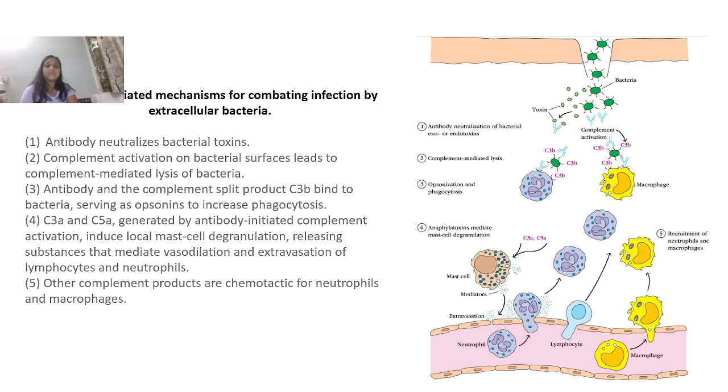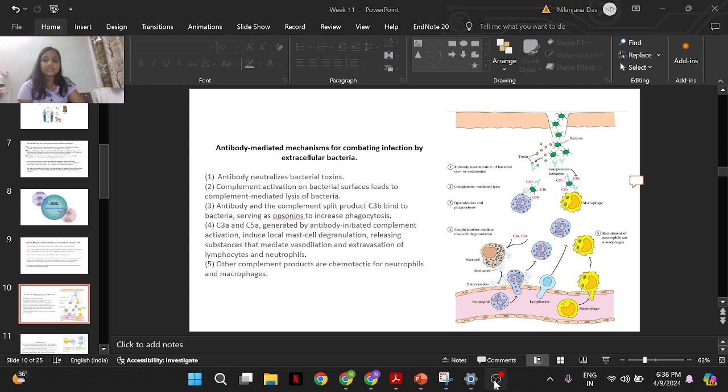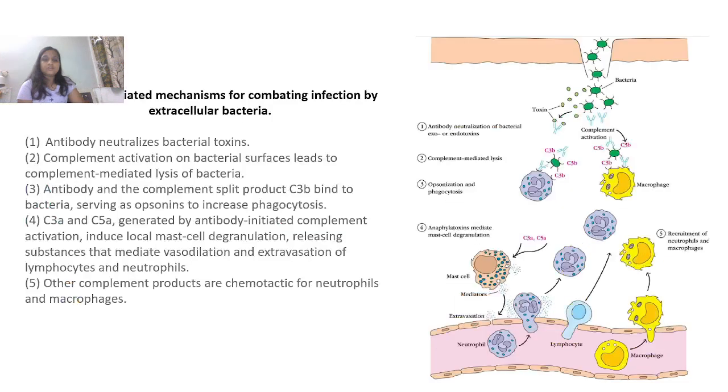So this is an antibody-mediated mechanism for combating infection by our extracellular bacteria. Here you can see the bacteria is entering through a cut or a wound or a break in our epithelial surface. Here they are producing some toxins. So what happens? These antibodies are secreted by our plasma B cells. They go and bind to these toxins and they can neutralize the bacterial toxin.